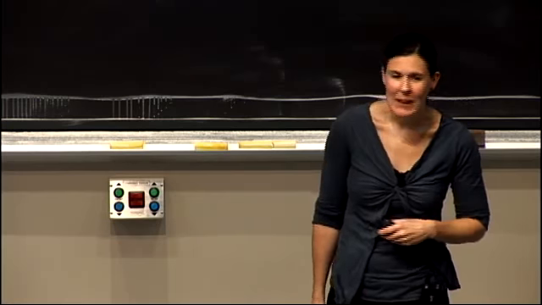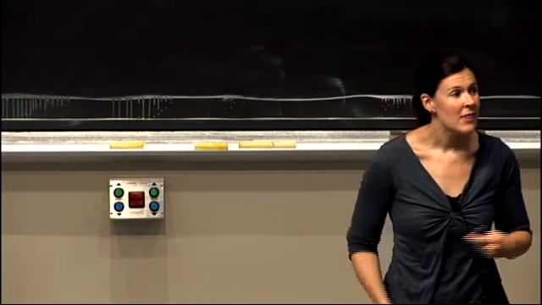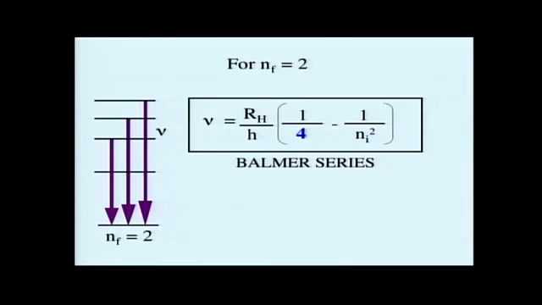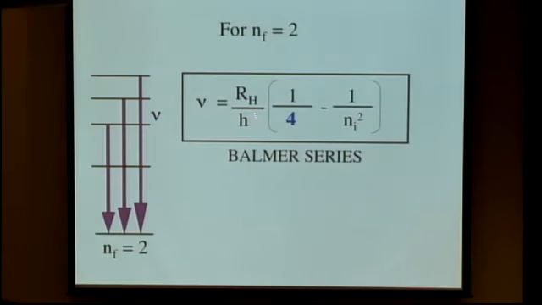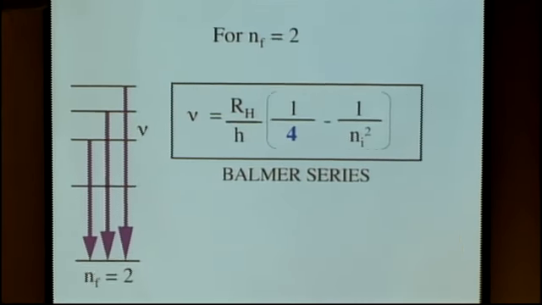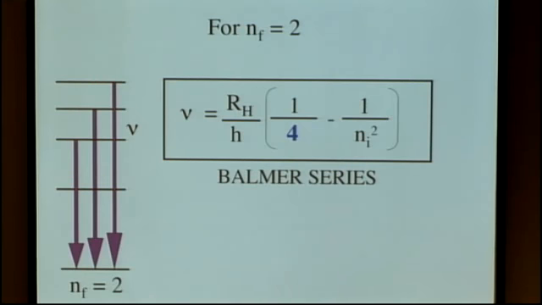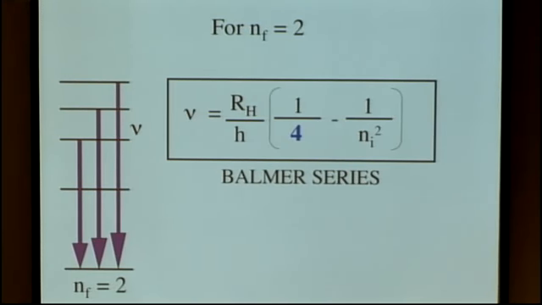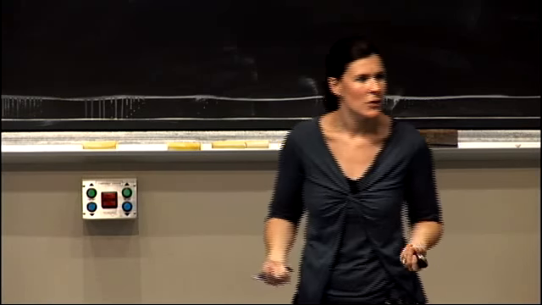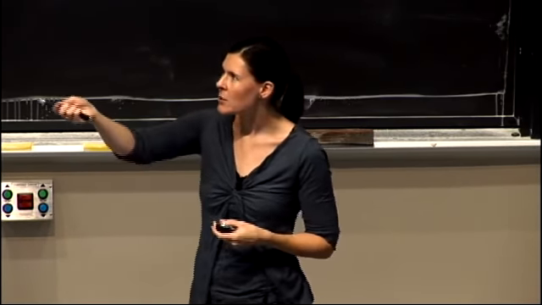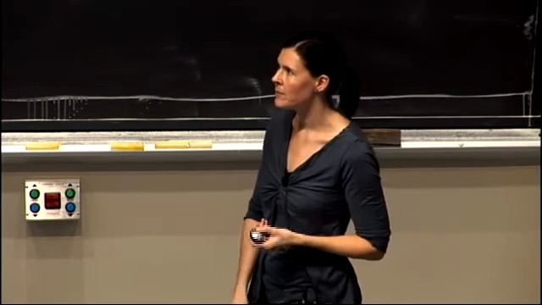We can plug this in further when we're talking about the visible part of the light spectrum, because we know that for n final equals 2, we plug in 2 squared here. So what we get is 1 over 4. So this is our final equation. And this is actually called the Balmer series, which was named after Balmer. And this tells us the frequency of any of the lights where we start with an electron in some higher energy level and we drop down to an n final that's equal to 2. So it's a more specific version of the equation where we have the n final equal to 2.